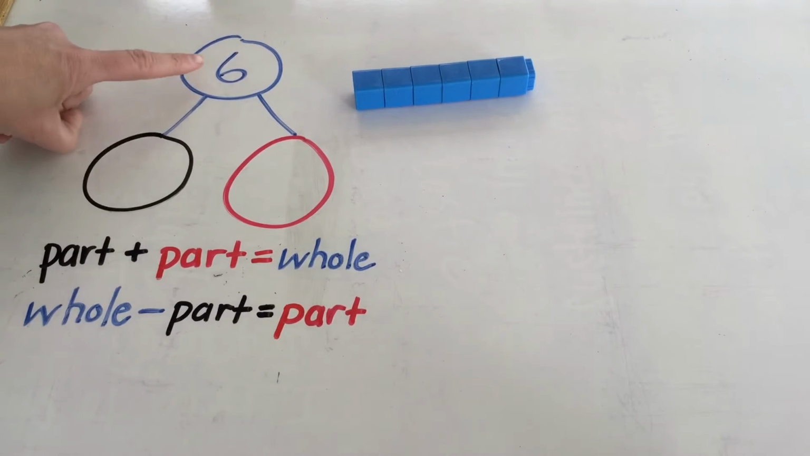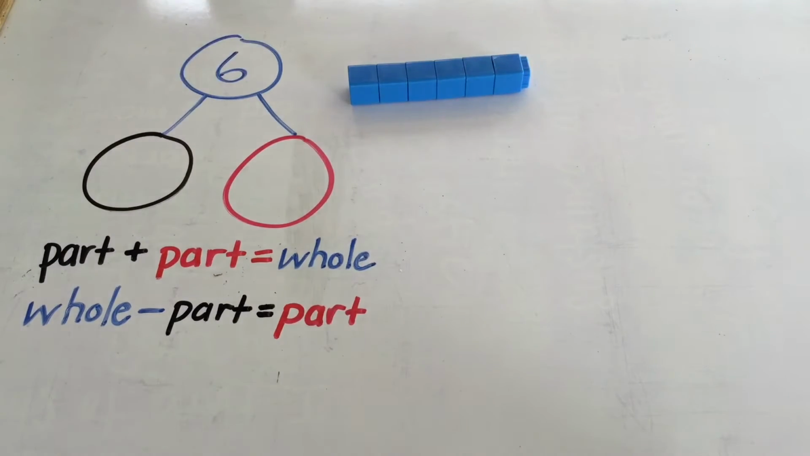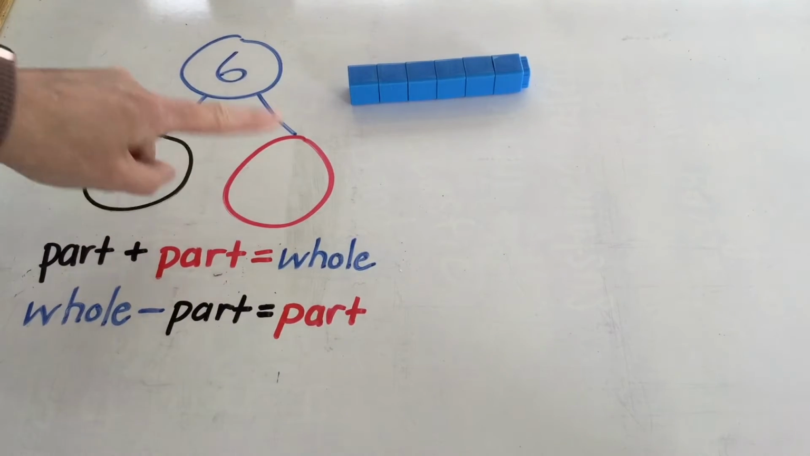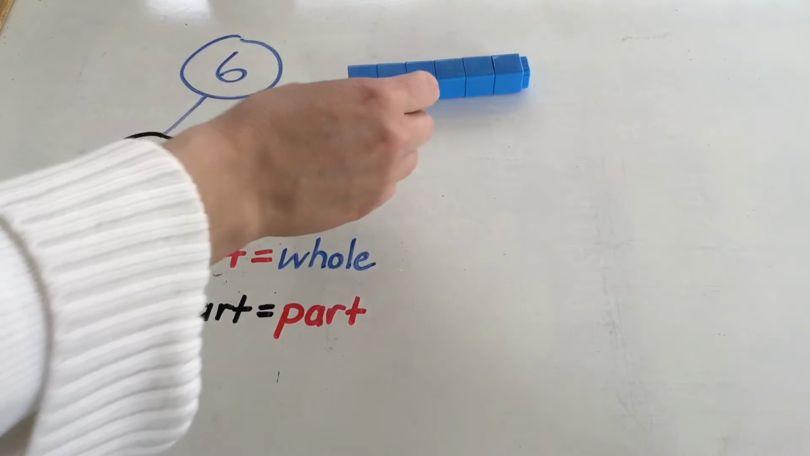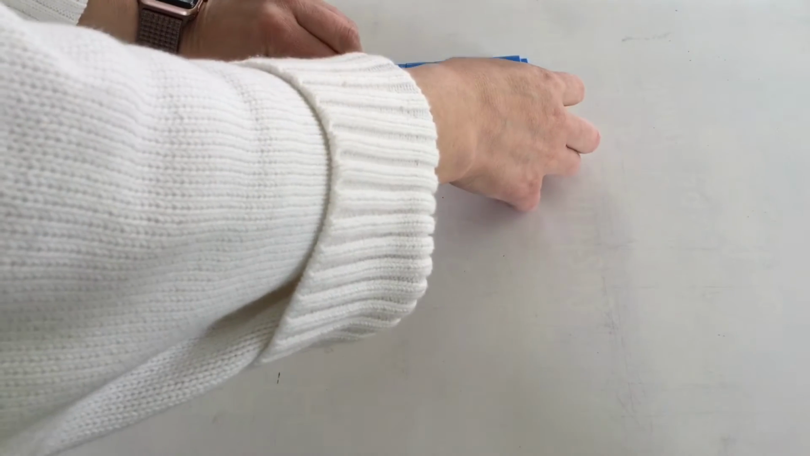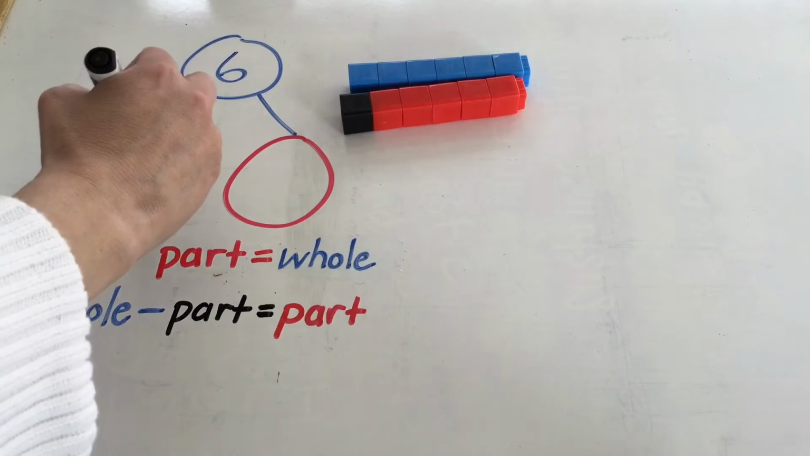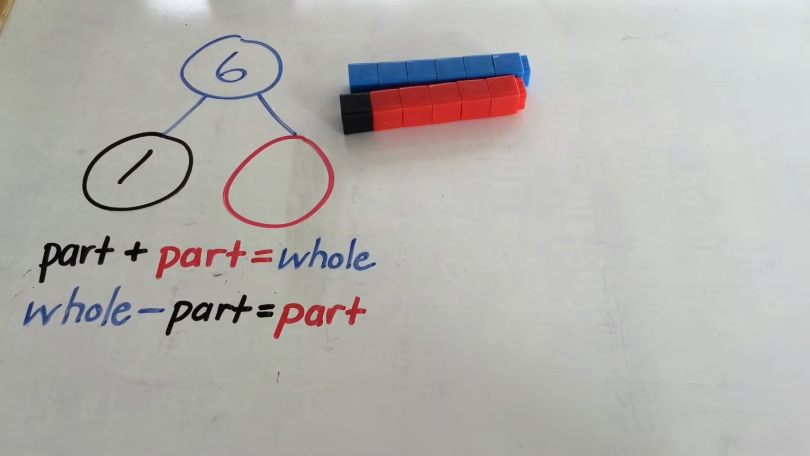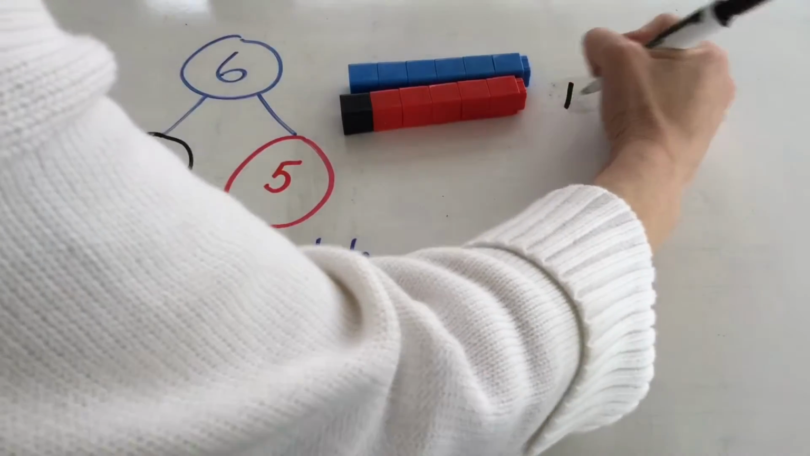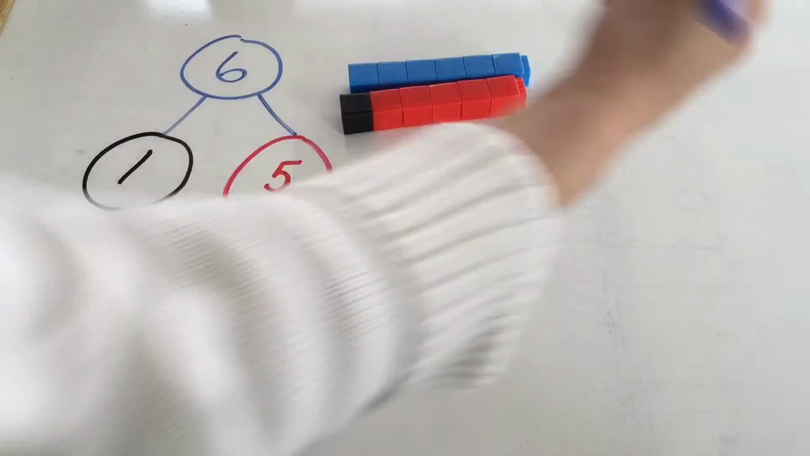So let's start with the number 6. 6 is my whole. I'm using my math tools to model it for you, as well as using my number bond. I'm going to look at the two parts that make up 6. Well, I know 1 is part of the whole 6, and I also know to make 6, I can add on 5 more. So my parts get filled in, 1 and 5, and I write my addition sentence. 1 plus 5 equals 6.